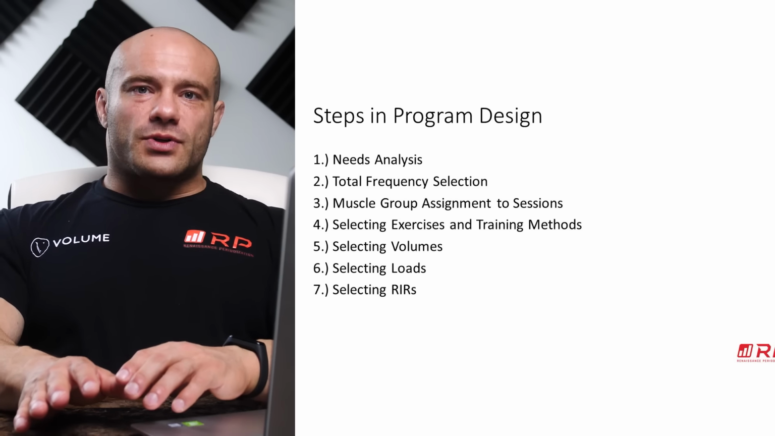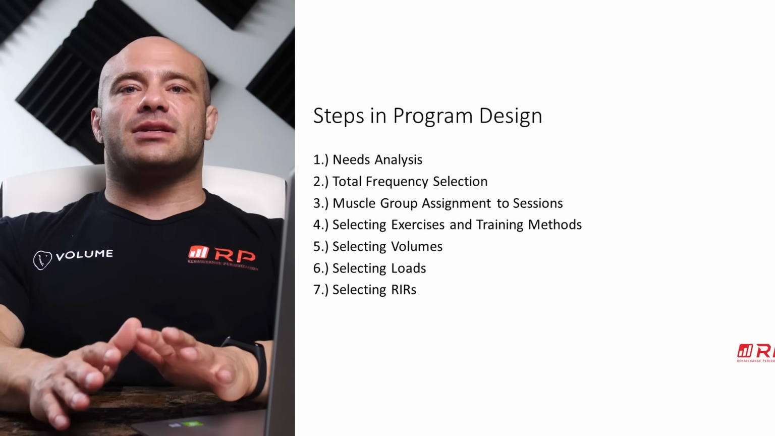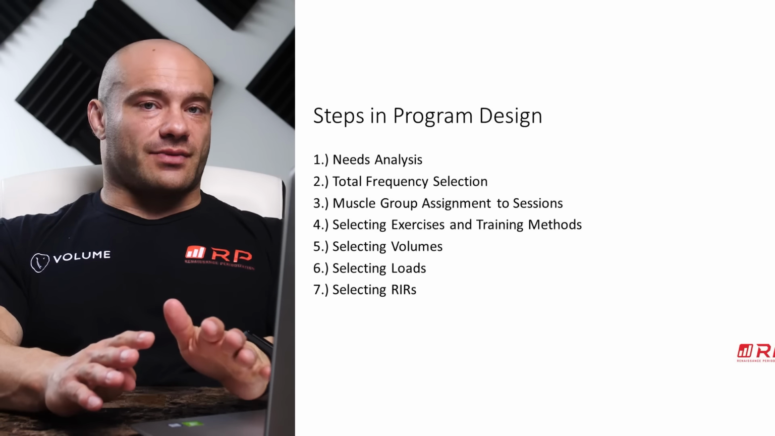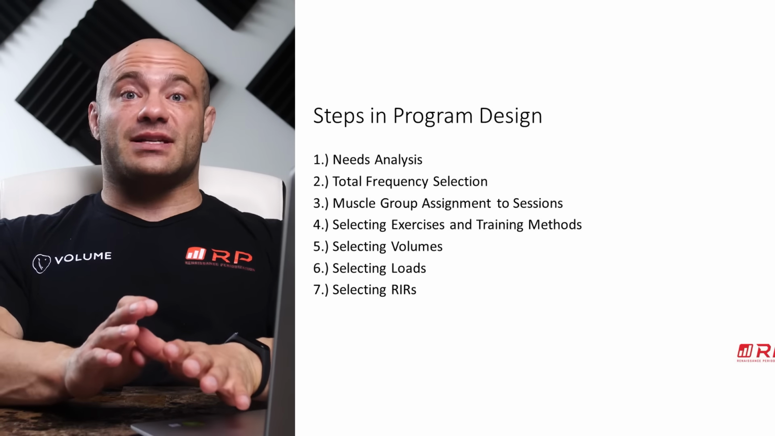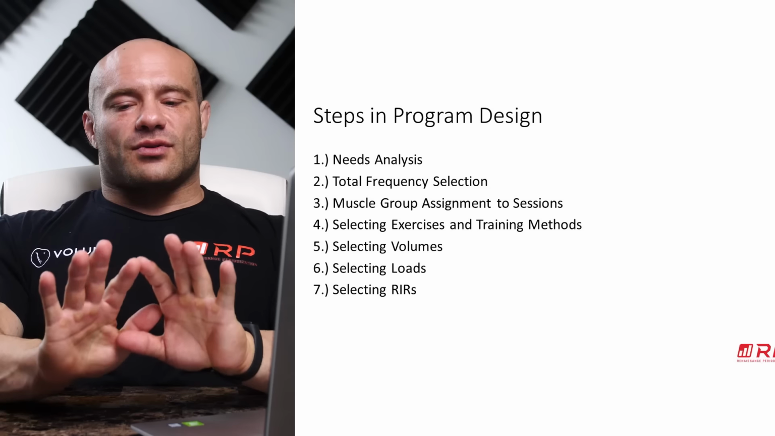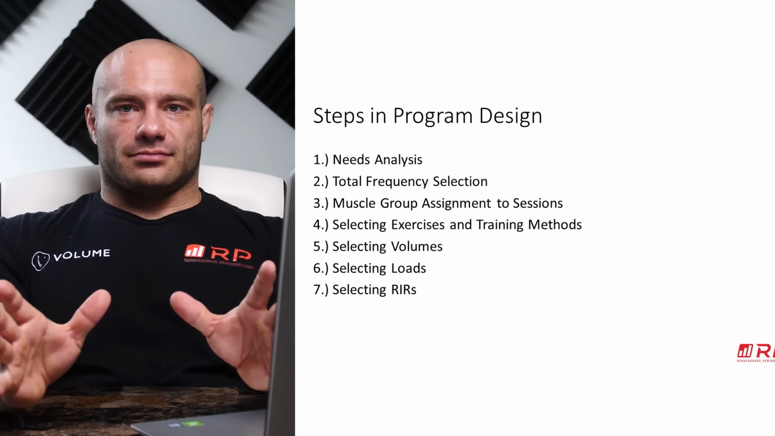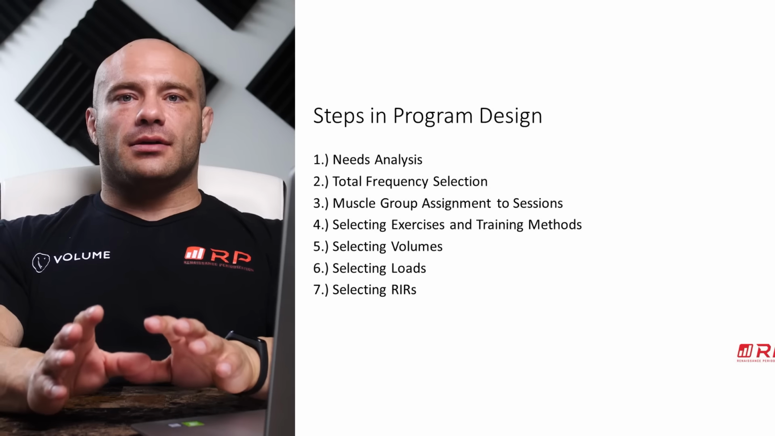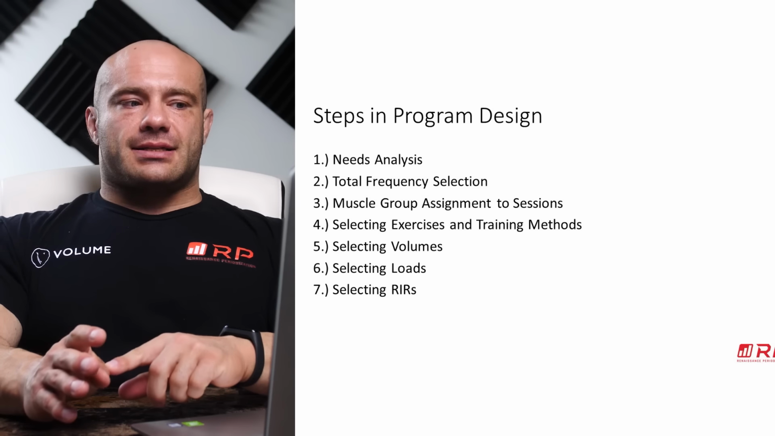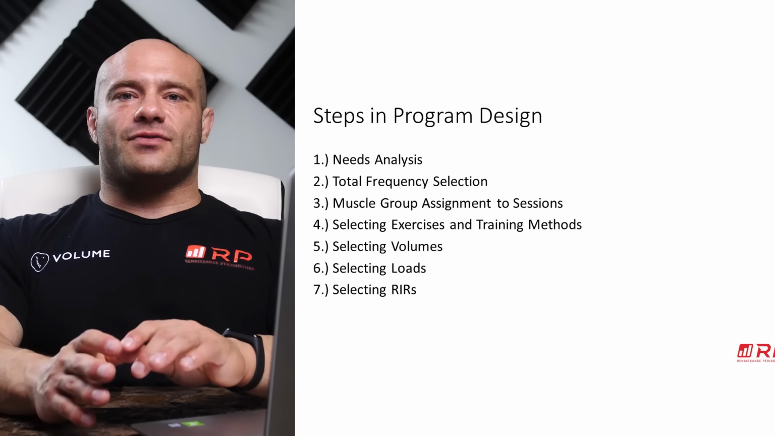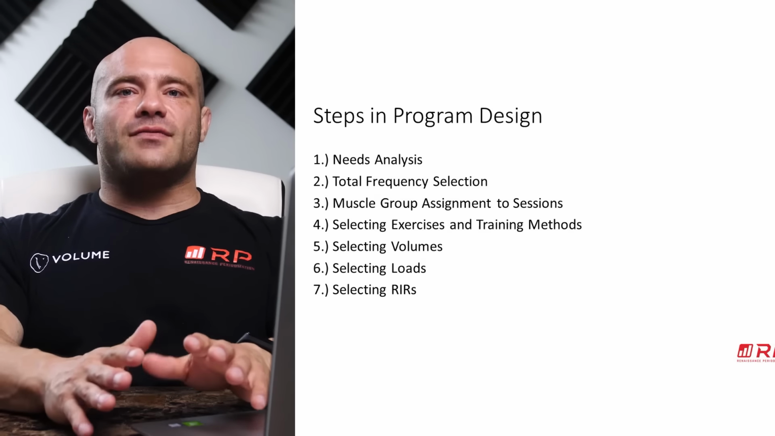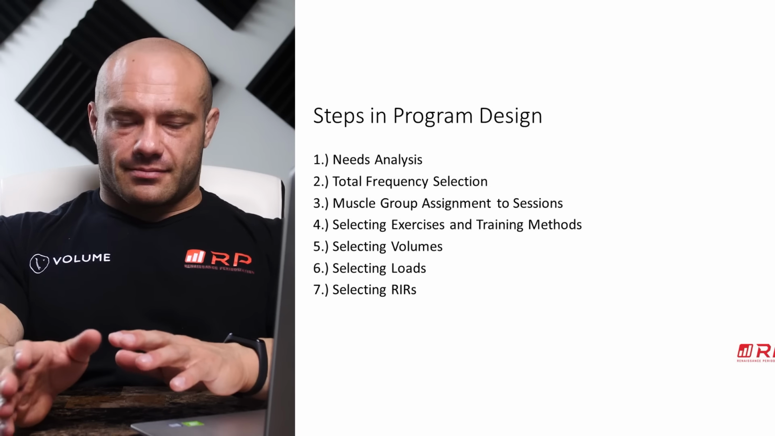There are, as far as we're doing it this time, roughly 7 steps in the program design process. The first step is a needs analysis, which we've discussed a really long time ago. Really big deal. Comes out of the specificity principle. After that, when we know what the client needs, we have a containment boundary around what we can do and what we have to do. Then we start actually doing the designing. Point number 2 is a total frequency selection. That's really advanced language for how many times a week are they going to train, not their muscles, like not the bicep or the chest or the calves, but how many times can they come to the gym, right?